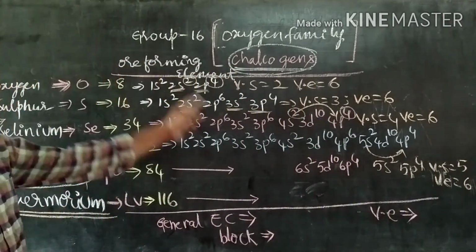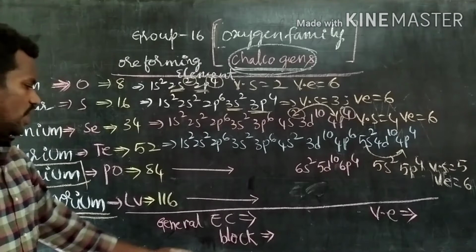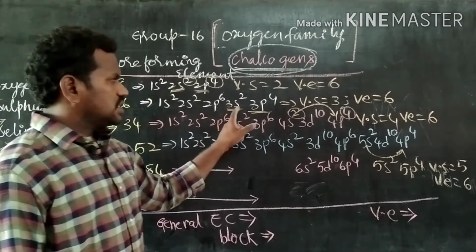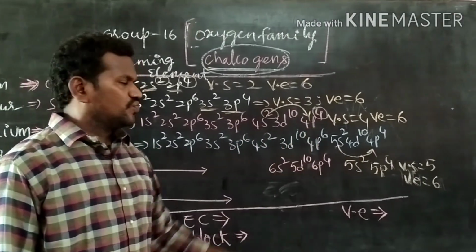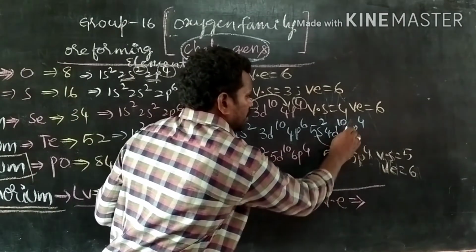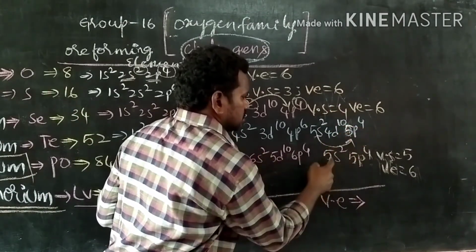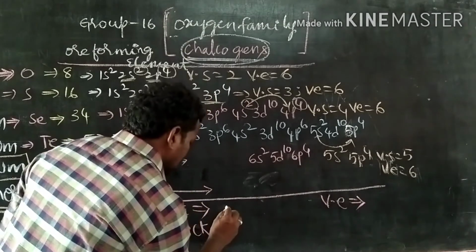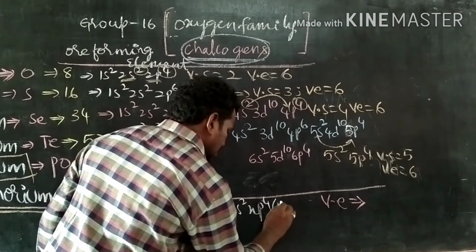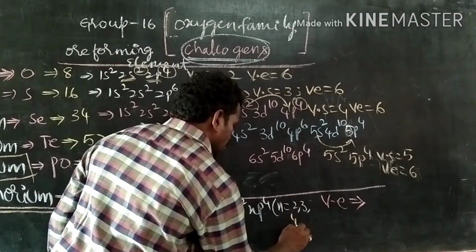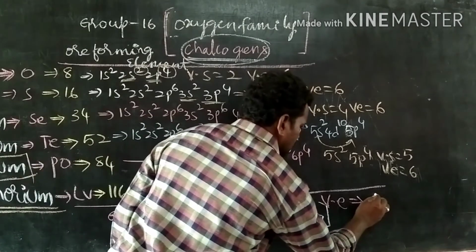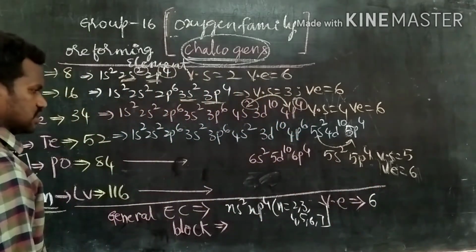Now if you observe the total group, what is the general electronic configuration? 2s2, 2p4, 3s2, 3p4, 4s2, 4p4, 5s2, 5p4, and 6s2, 6p4. Generally we can write ns2 np4, where n starts from 2, 3, 4, 5, 6, 7. Now what are the valency electrons? The valency electrons are 6.